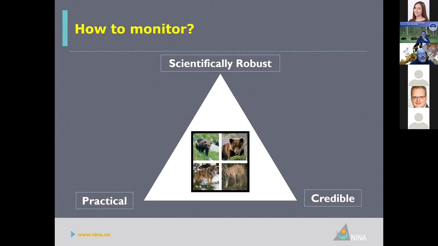And the issues of practicality and credibility are the things that really open up for an engagement with many types of interest groups and citizen scientists to co-produce a monitoring program, which is both scientifically strong, but also achievable and believable. So not one of these points can work on their own, and you cannot ignore any of them. So all points here have to be included.